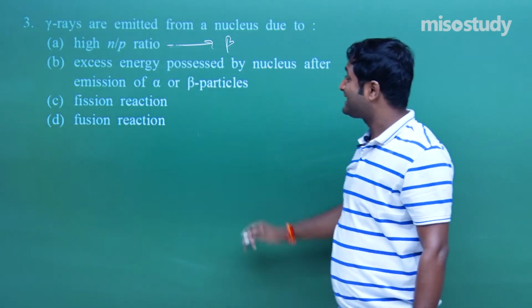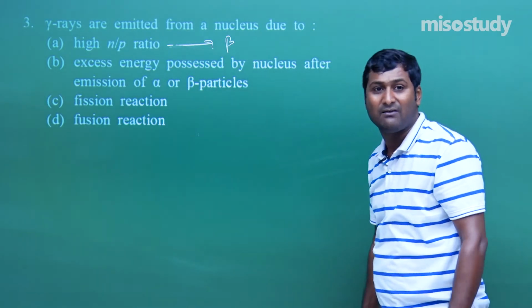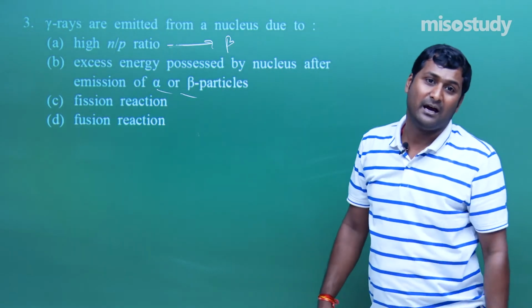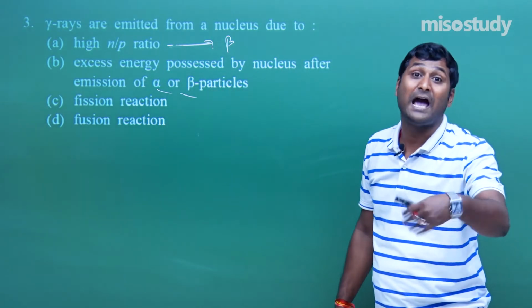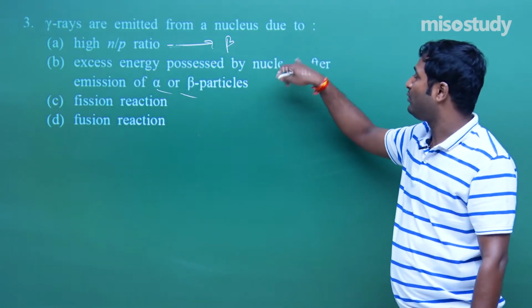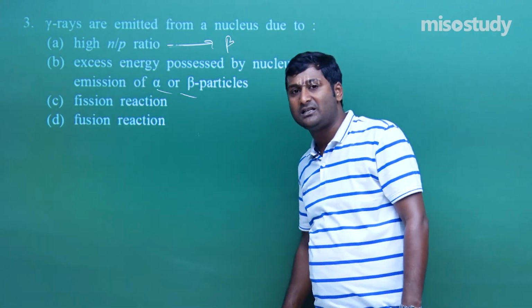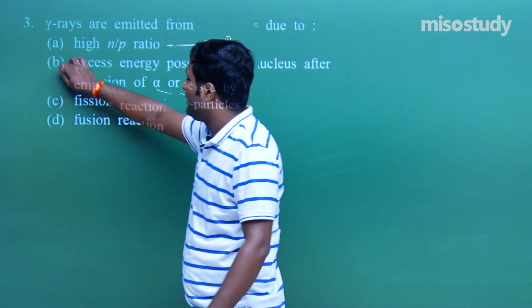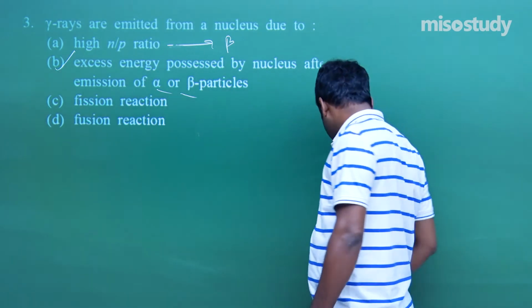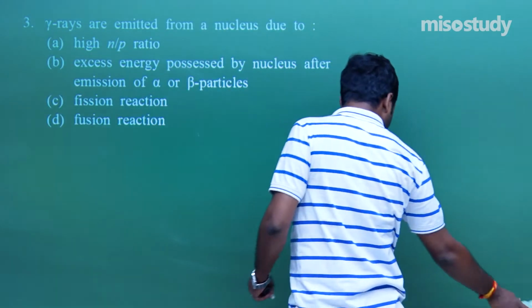Now check out: excess energy possessed by a nucleus after emission of alpha and beta particles. Definitely alpha and beta are radioactive particles which are emitted spontaneously. So the answer is excess energy possessed by the nucleus after emission of an alpha or beta particle. So for this question, we say B is the correct option. For question number 3, what is the correct option, sir? B is the correct option.